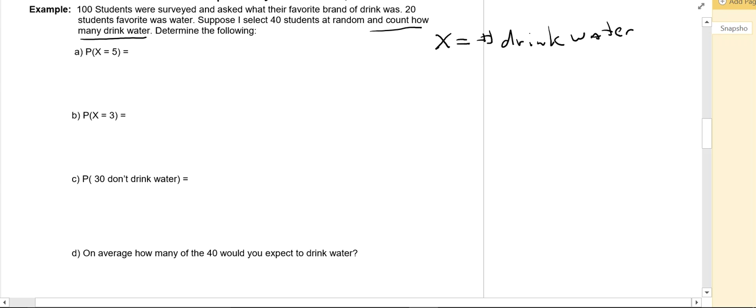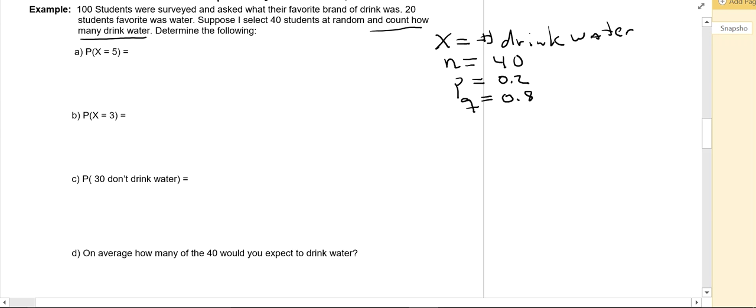How many possible numbers can there be? Up to 40. There are 40 people that were surveyed. The probability of them drinking water comes from the 100 students that were surveyed, and 20 were found to drink water. So 20 out of 100, which is 0.2. Q is the opposite, so that's 0.8. They have to add up to 1, right?